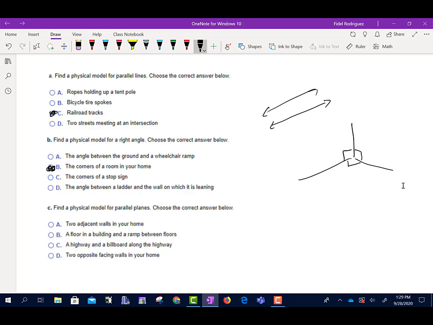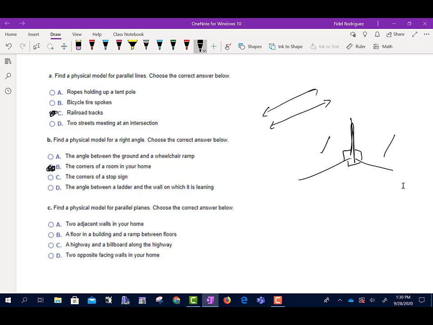Okay. Let's see. Find a physical model for parallel planes. Okay, so guys, remember what parallel planes are going to look like. They're going to look like they're planes and they're not going to intersect. Let's see. Two adjacent walls in your home. So this would be an adjacent wall and that would be an adjacent wall, but no, they're going to intersect right there. So I don't want that one. A floor in a building and a ramp between the floors.